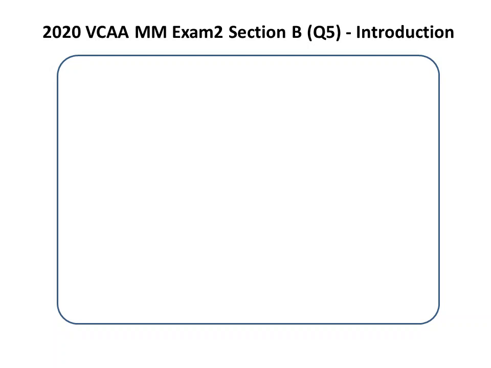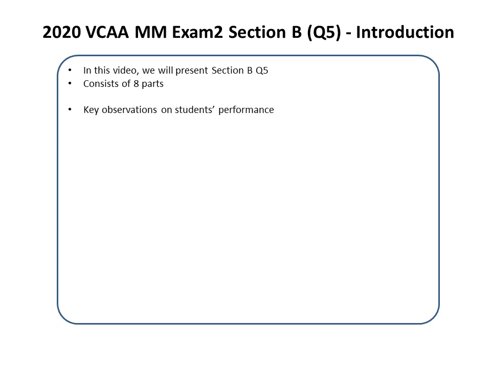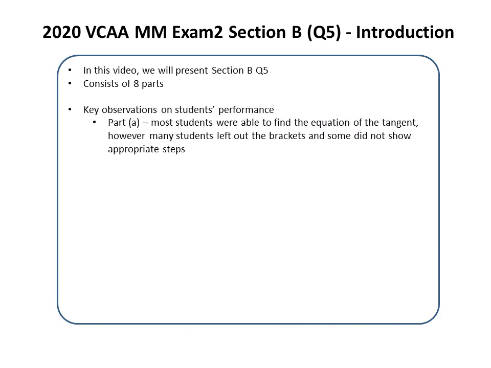Welcome to the final part of the VCAA Mathematics 2020 exam paper series. In this video, we will solve exam paper 2 section B, question 5, which consists of 8 parts. In part A, most students were able to find the equation of the tangent. However, many students left out the brackets and some did not show appropriate steps.